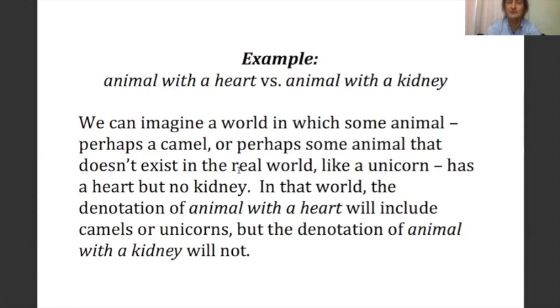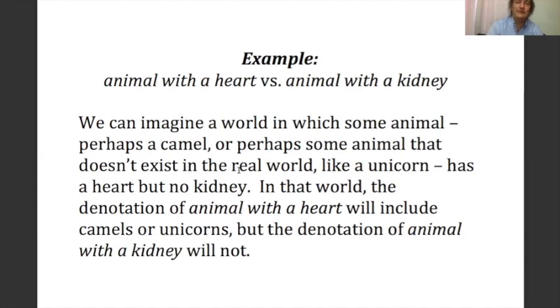We can easily imagine a world in which some animal, maybe a camel or maybe a unicorn, something that doesn't exist in the actual world, has a heart but no kidney. And there's no reason why animals have to have kidneys after all. In the real world, it certainly helps them survive, but maybe the kidney function is taken over by the brain. In that world, the denotation of animal with a heart would include camels or unicorns, or whichever it is that we have, but that animal would not be included in the denotation of animal with a kidney.